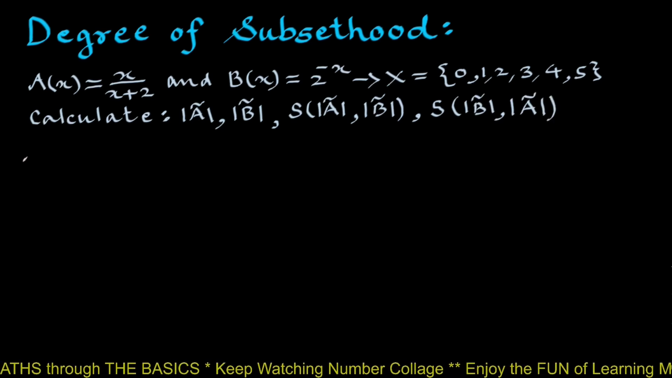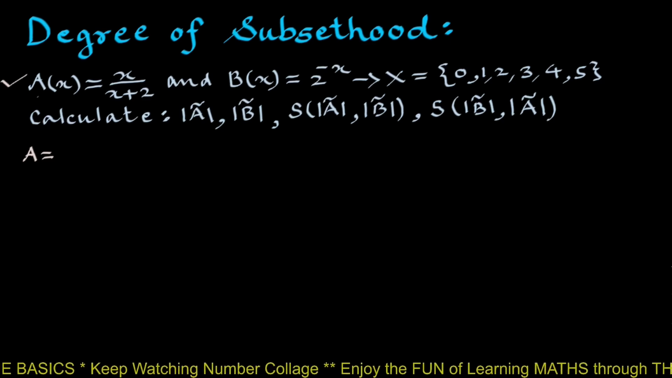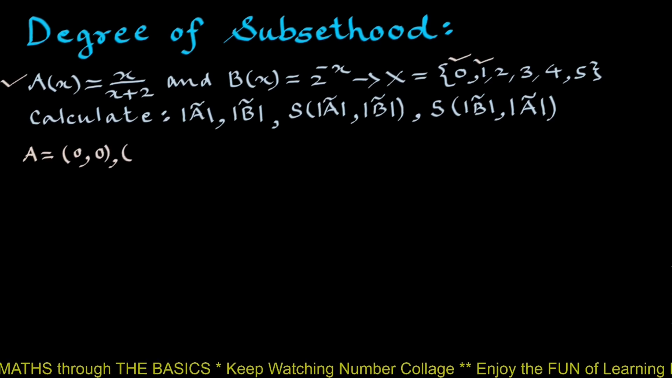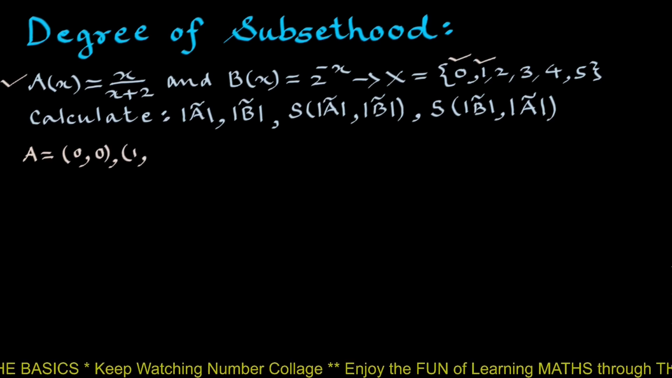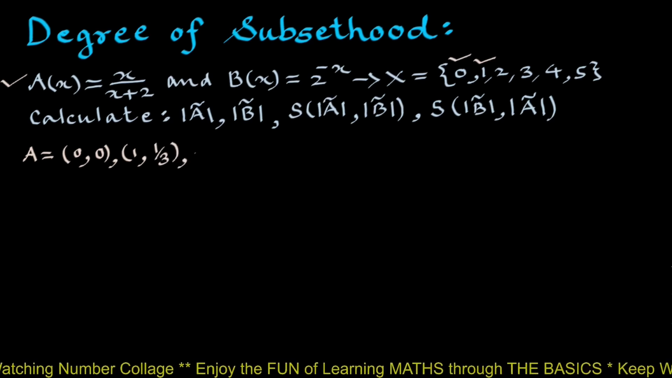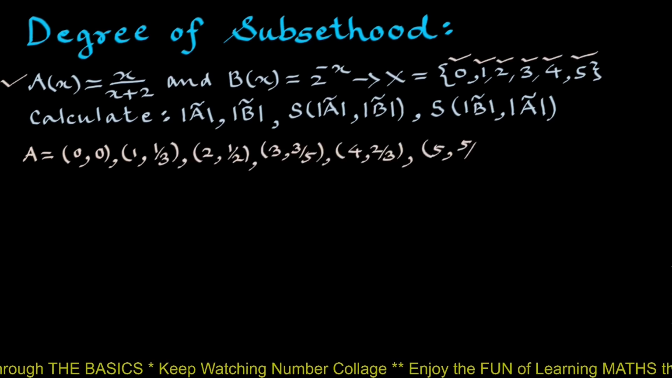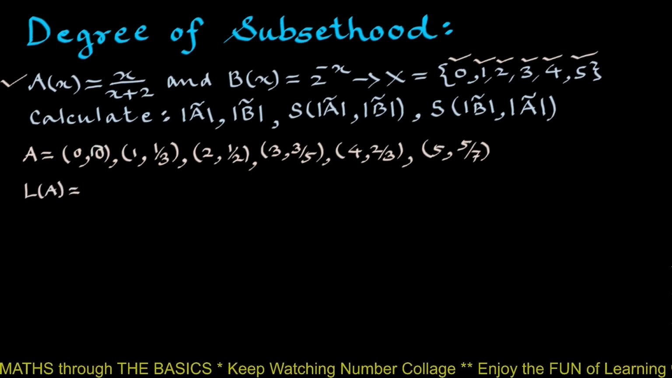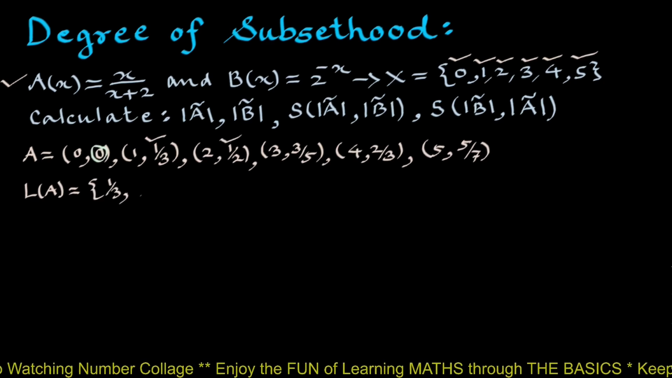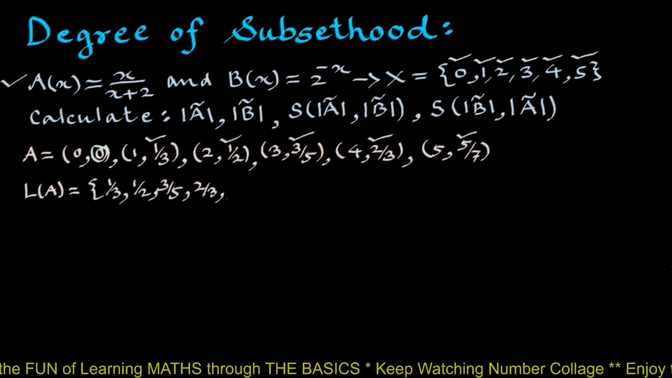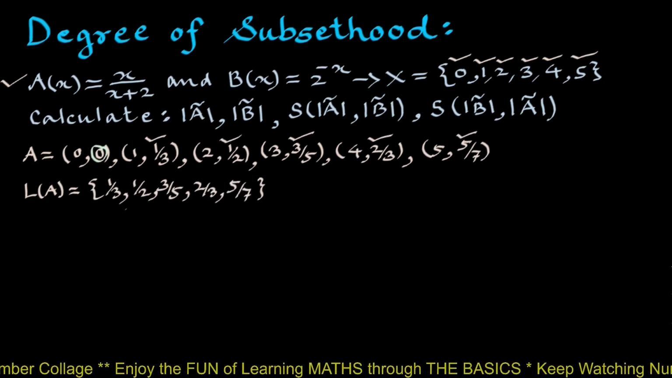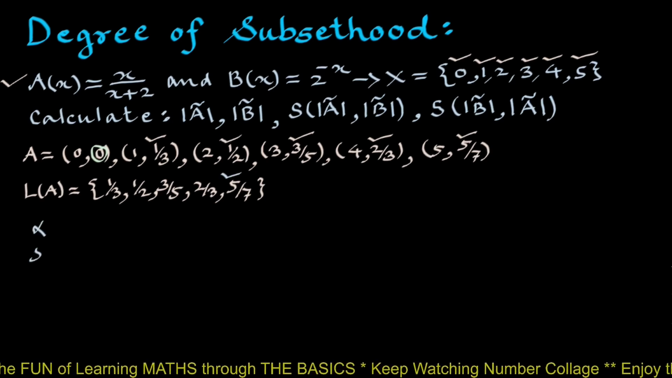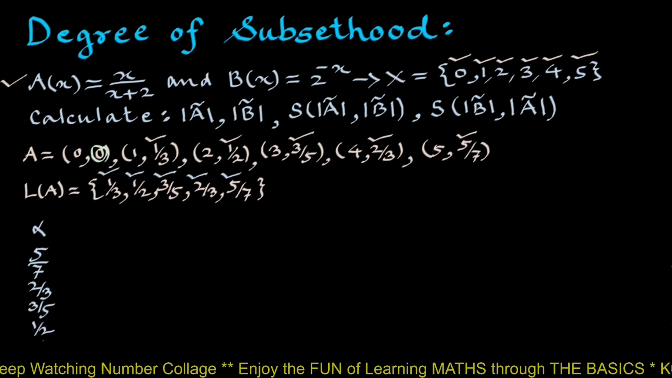We have fuzzy set A equals, from this membership grade, this 0, comma 0 upon 0 plus 2, 0, this 1, comma 1 upon 1 plus 2, 1 upon 3, etc., and 5, comma 5 upon 7. Level set L of A will be, excluding this 0, this 1 upon 3, this 1 half, etc., and this 5 upon 7. These are values of alpha that we write in decreasing order. So first 5 upon 7, 2 upon 3, etc., and 1 upon 3.